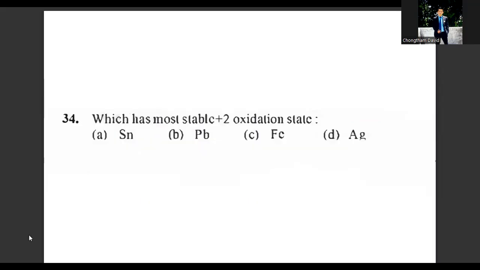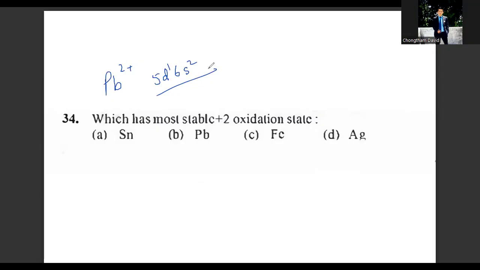Moving on to question 34. Which has a stable plus 2 oxidation state? The stable plus 2 oxidation state, lead. You know the configuration of lead, Pb2 plus, atomic number 82, 5d10 6s2. So it has the most stable plus 2 oxidation state because here the d orbital is completely filled and is more stable than iron. You know the configuration is 3d6. Again for silver it has d10 configuration, silver ion, and it is more stable here.